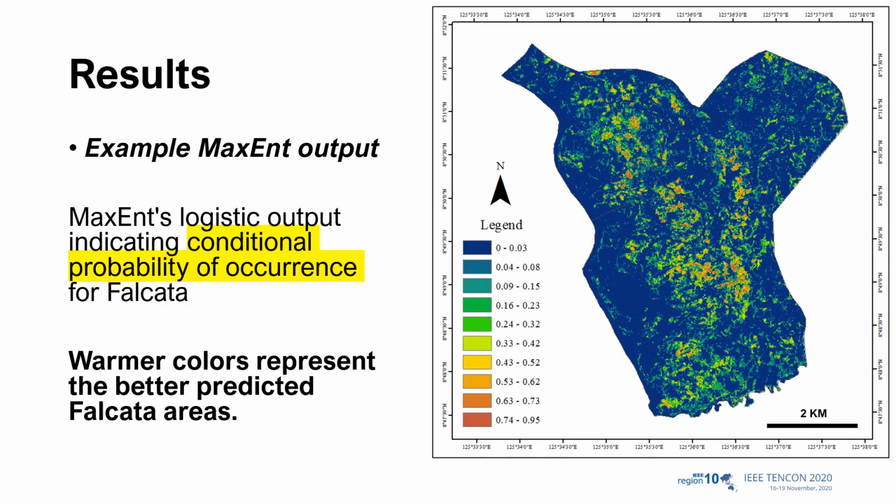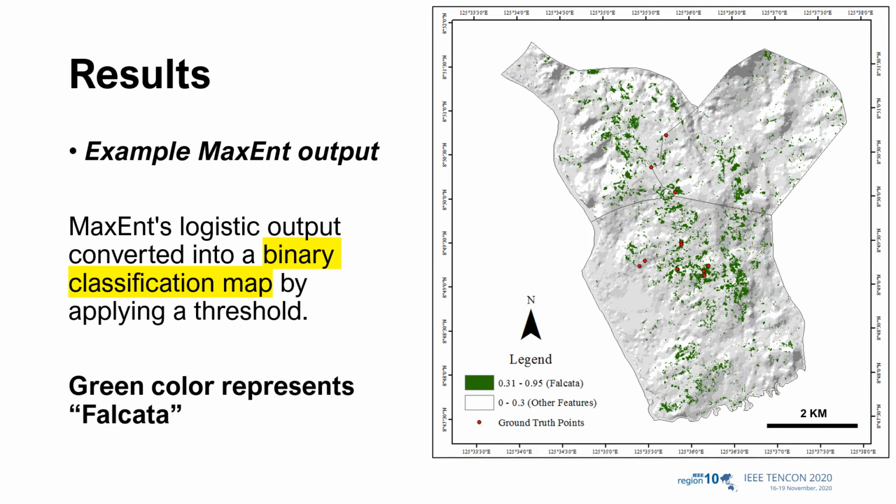And now for the results. Here is an example MaxEnt output. This is a raster file where each pixel can have values ranging from 0 to 1. These values correspond to the conditional probability of occurrence of Falcata. The higher the value, the higher the probability that a pixel is a Falcata. We can apply a threshold to the MaxEnt output to make a binary classification map, which will separate Falcata from non-Falcata.